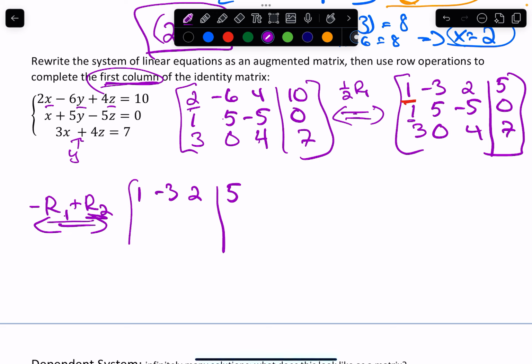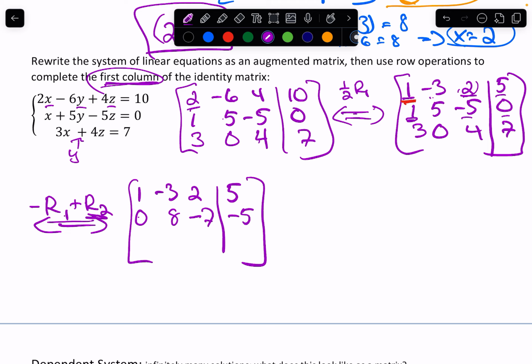So we're going to take negative 1 plus 1, that's going to end up as a 0. Negative 3, negative 3, so that's a plus 3, plus 5 is going to be 8. And then negative 2 minus 5 is going to be negative 7. Negative 5 plus 0 is going to be a negative 5. Row 3 is not going to change.